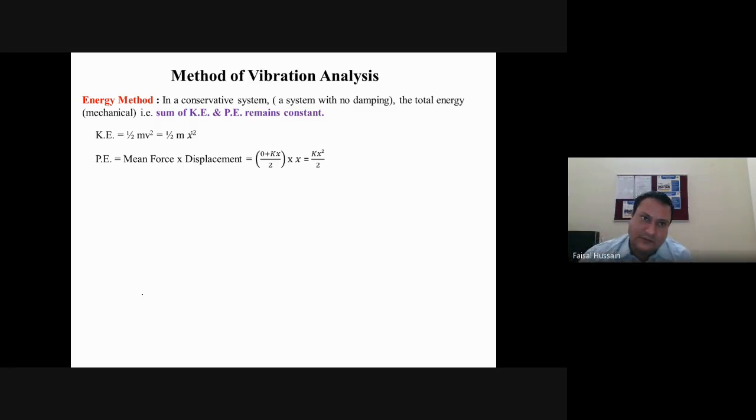Now, the energy method says that total energy is constant. Total energy is your kinetic energy and potential energy. Now, what is kinetic energy? Kinetic energy means energy possessed by a body by virtue of its motion, and potential energy means energy possessed by a body by virtue of its position. So in kinetic energy, there is motion. Motion means there is a velocity. And in potential energy, there is a position. Position means your displacement.